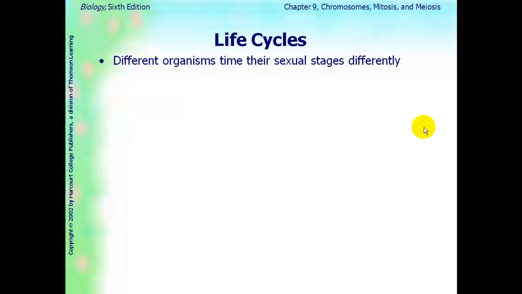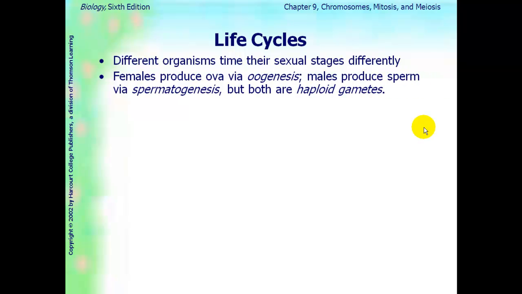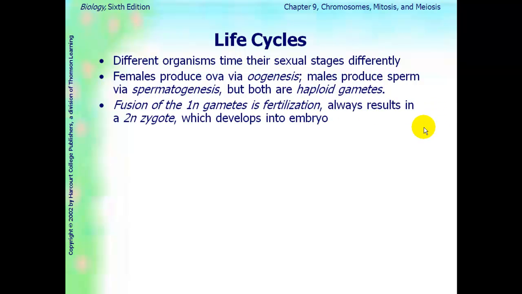Different organisms time their sexual stages differently. For example, females produce eggs through oogenesis. Males produce sperm through spermatogenesis. Both of them result in haploid gametes. Fusion of the 1N gametes is fertilization. When the sperm and the egg come together, they're both haploid, they fertilize, and that always will result in a diploid 2N zygote, which will then develop into the embryo and then into the fetus, etc.